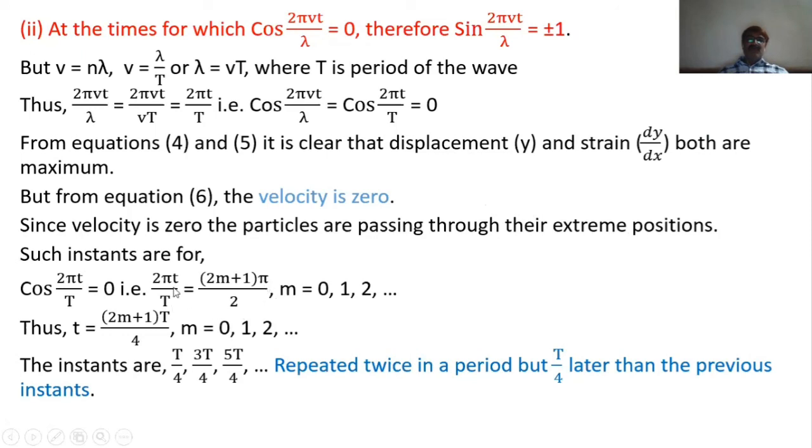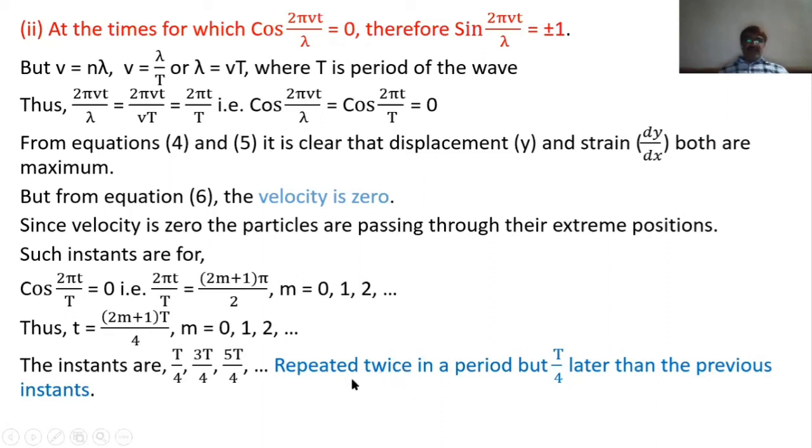So 2πt/T is equated with (2m+1)π/2, where m equals 0, 1, 2, and so on. After solving this equation, we find that the instant t equals (2m+1)/4 times T, where m equals 0, 1, 2, 3, and so on. If we put the values here, we find the instants as T/4, 3T/4, 5T/4, 7T/4, and so on.